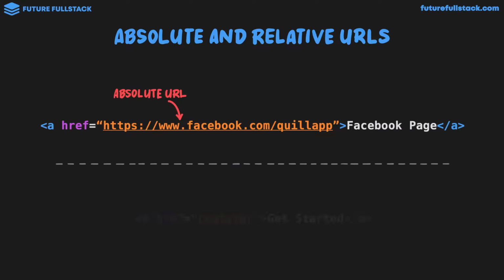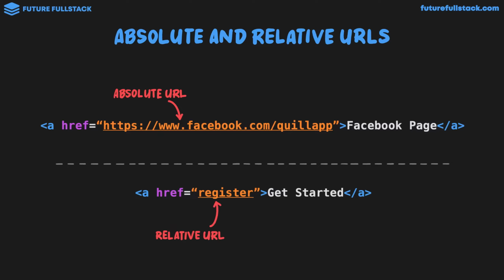In contrast, internal hyperlinks have an href attribute specifying a file relative to the current working directory. This is known as a relative URL. A relative URL is very similar to a relative file path, as they are both a way to reference a resource based on the current location. Relative URLs are used to link different pages within the same web application, like a link from the register button on the homepage to the user registration page.